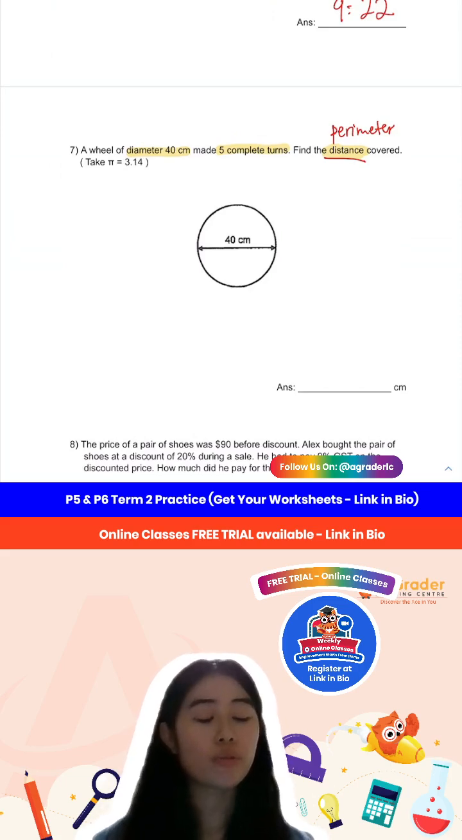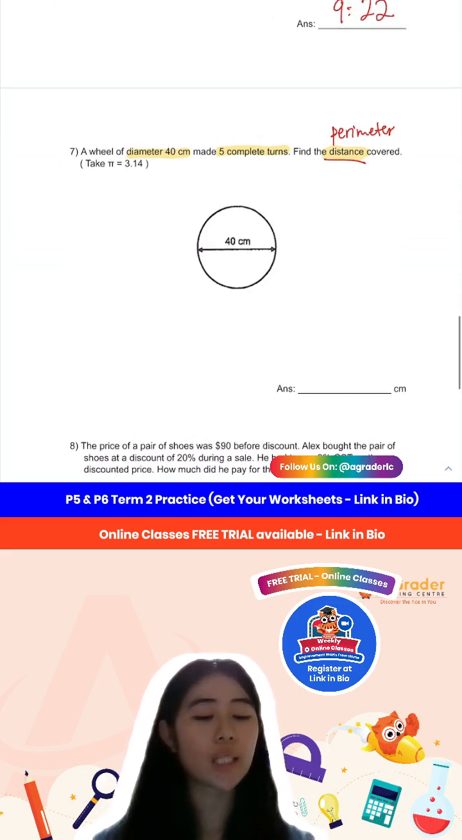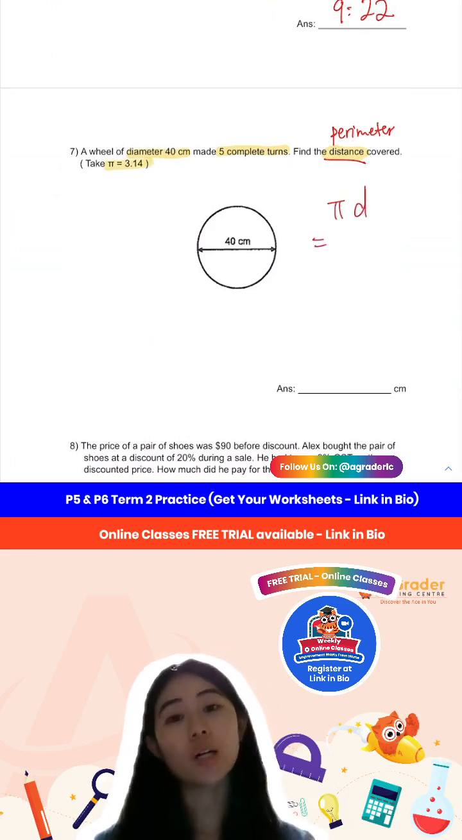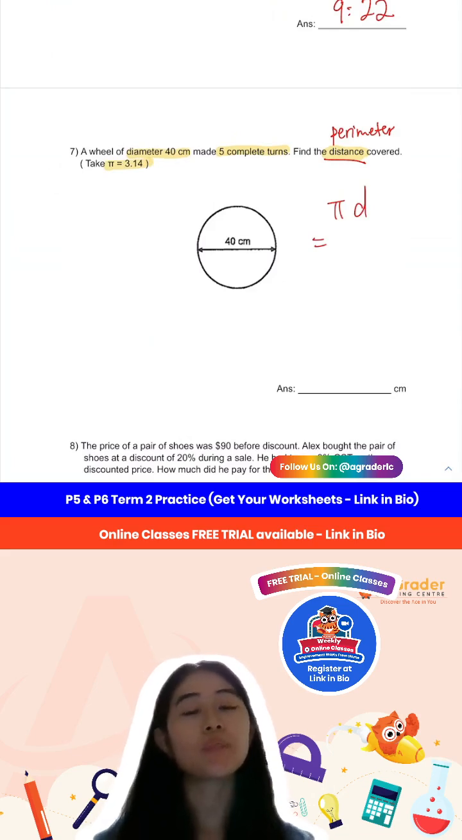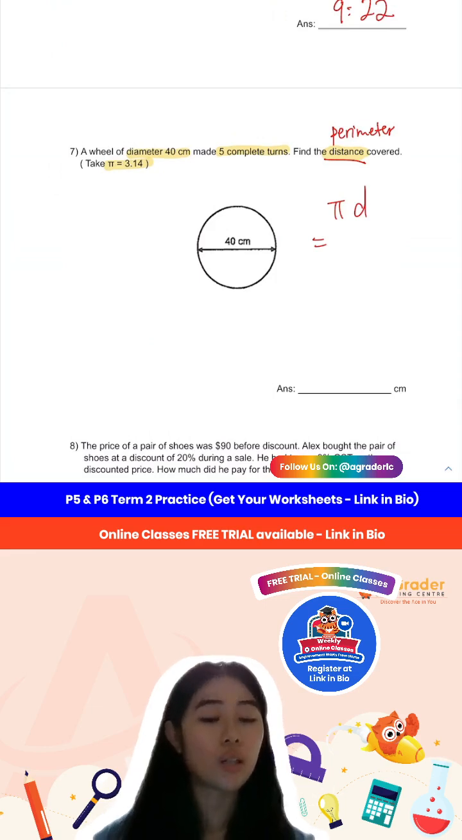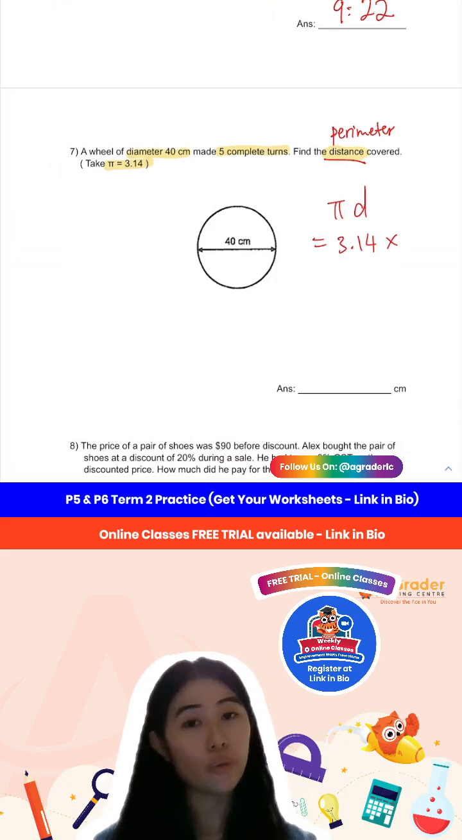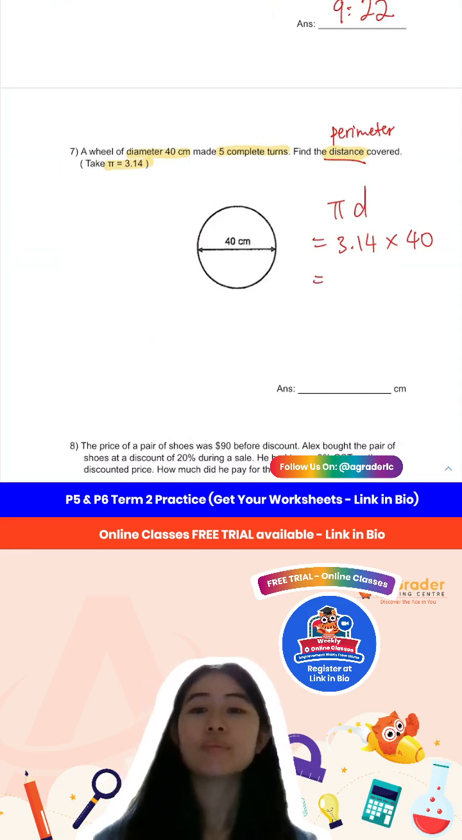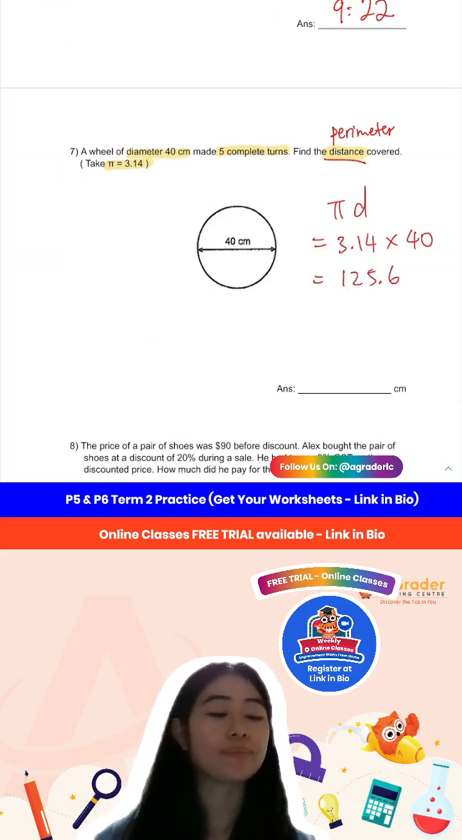Okay, so let's use the formula for perimeter, which is pi d. And this is a full circle, so you just use pi d. You do not need to multiply it by any fraction, since it's a full circle. Pi is 3.14 in this question. And you are already given the diameter, which is 40. So once you multiply this, you should get 125.6.